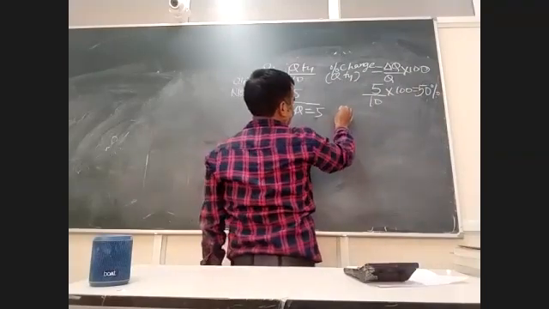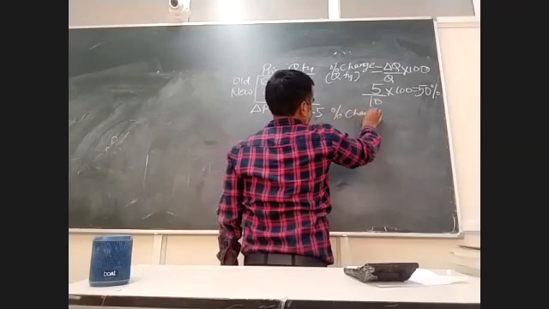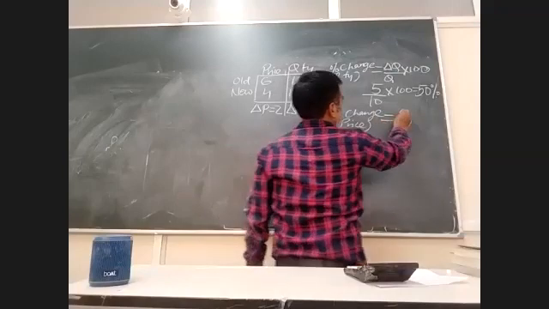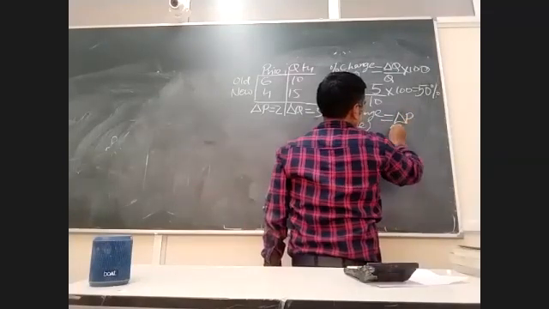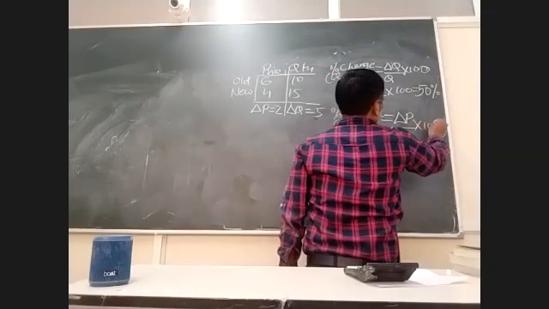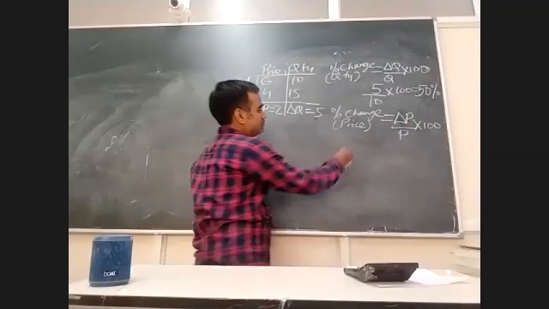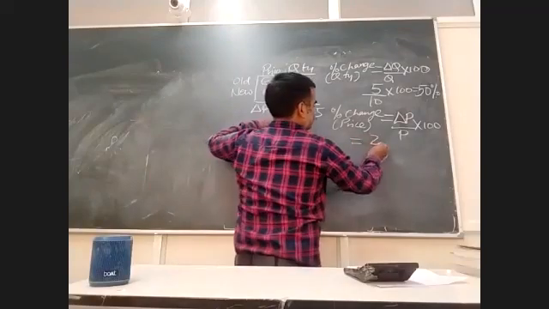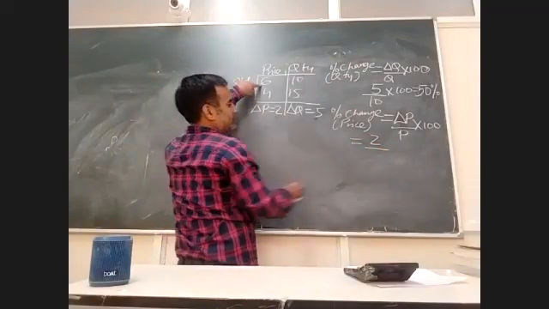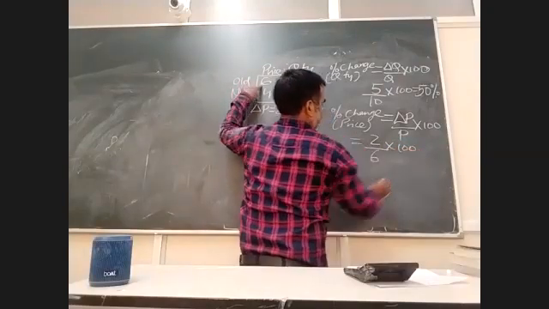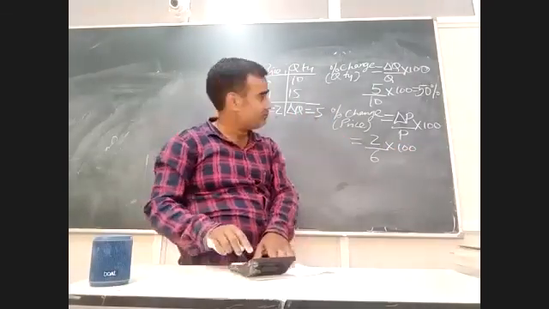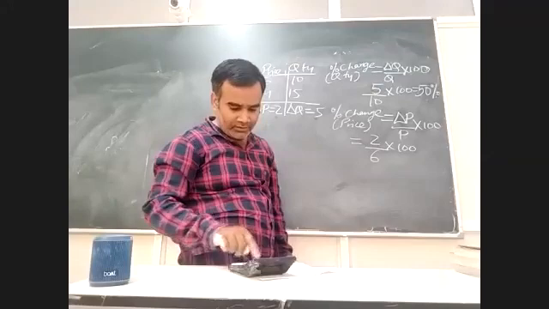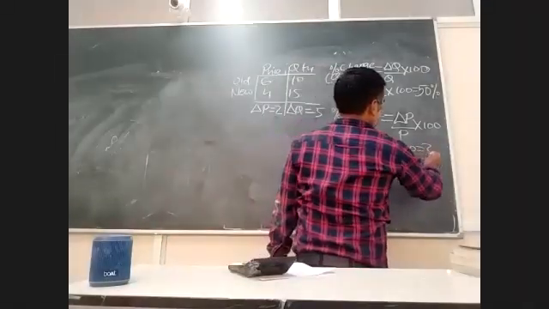Now the change in price. The change in price is 2, and the original price is 6, into 100. So 2 by 6 into 100 is 33.33.